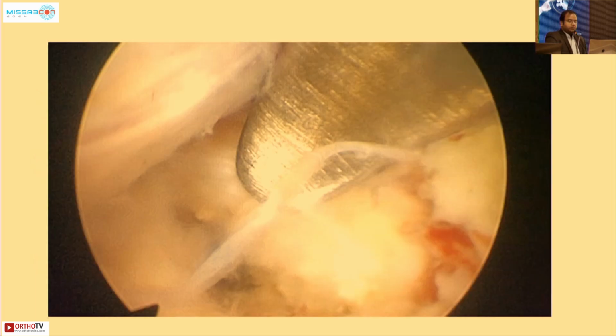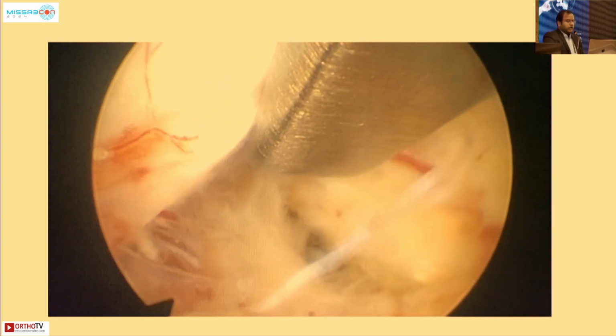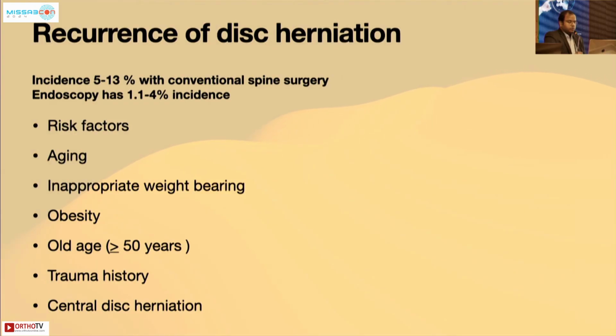This video I'll skip because it has already been shown by the previous speaker for the adequate decompression. So the incidence of recurrence is 5 to 13% in open surgeries versus 1.1 to 4% in endoscopy. Risk factors again are aging, improper weight bearing, obesity, old age, trauma, and central huge disc herniation.